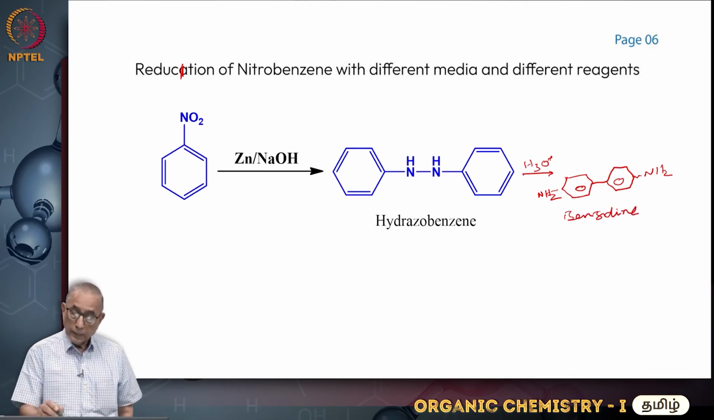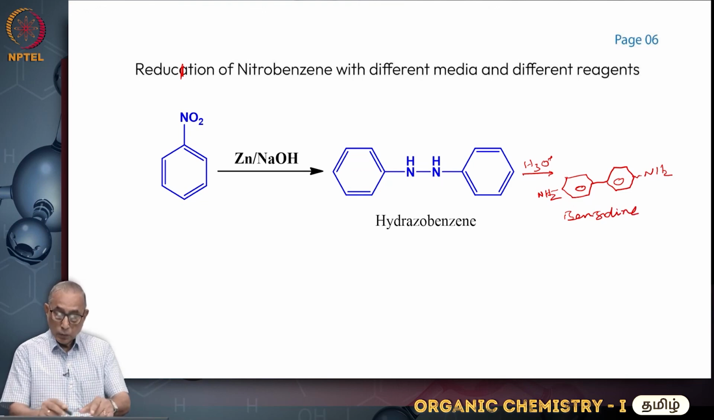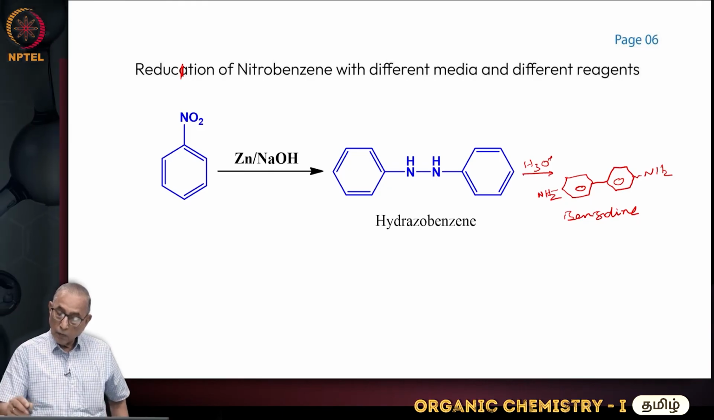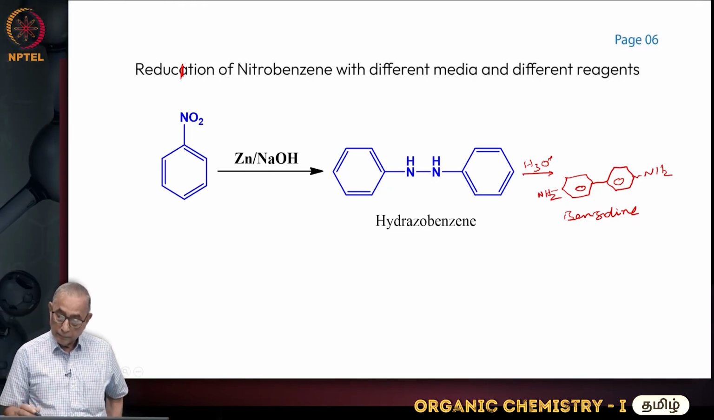So, if you react, this molecule bends and these 2 points are attached to form the diphenyl ring, and it is 4,4'-diamino diphenyl.